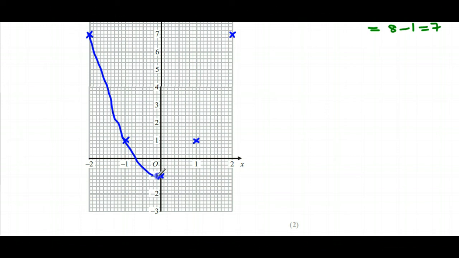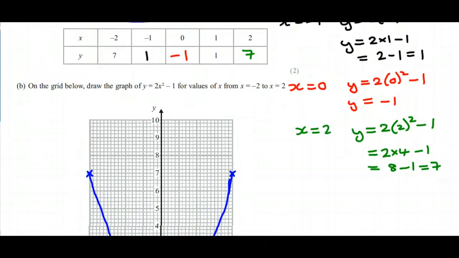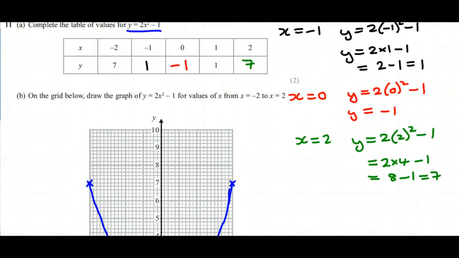It's easier with a pencil on paper, and make sure you do use a pencil, because it's a lot easier to change it if you do it wrong in pencil. Okay, so there's our graph and there's our table of values.